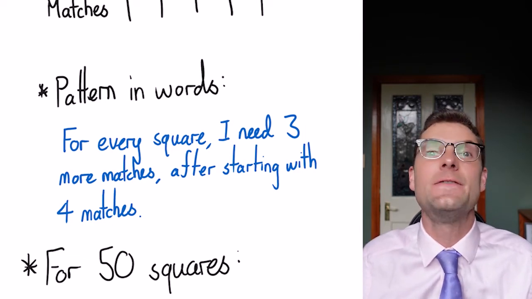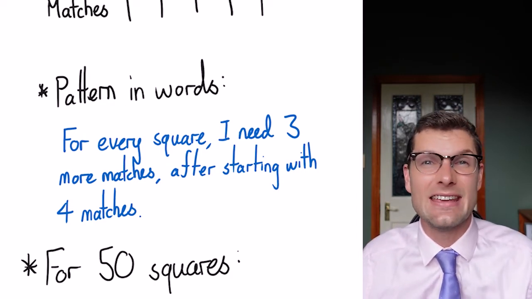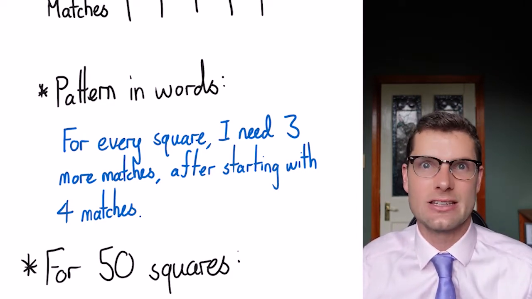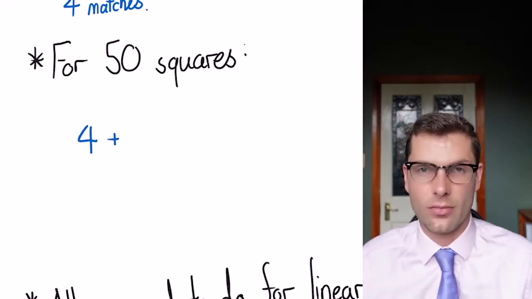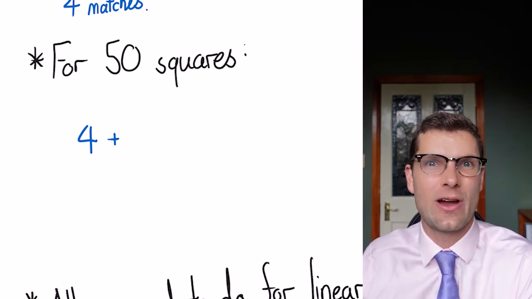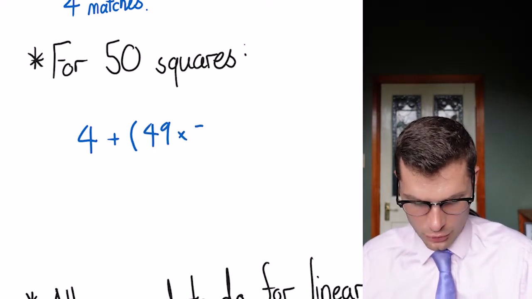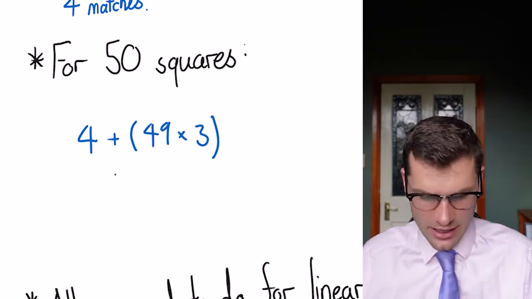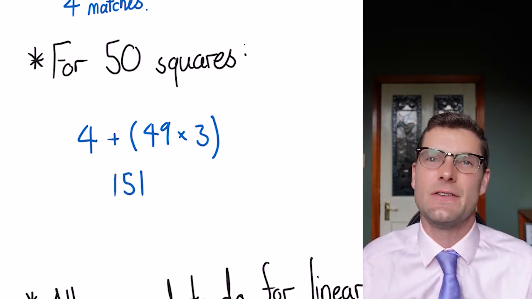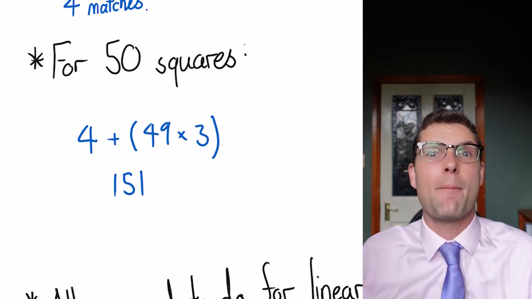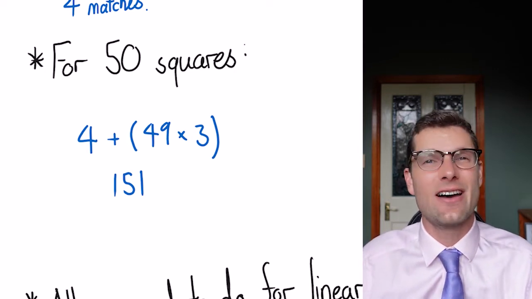If I asked you to make 50 squares straight away, instead of making them out and guessing how many matchsticks you would need, you could just work this out before you got started. So the formula for that would be, I've got my first square, which is 4 matches, plus I need 49 more squares, and for each of those I need 3 matchsticks, so I could do 49 multiplied by 3. If you type this into your calculator, it's going to give you 151, and that's how many matchsticks we would need to make these 50 squares. So that's just an example of modeling. We've got information, and then we can extend it out in order to save us heaps of guess and check.